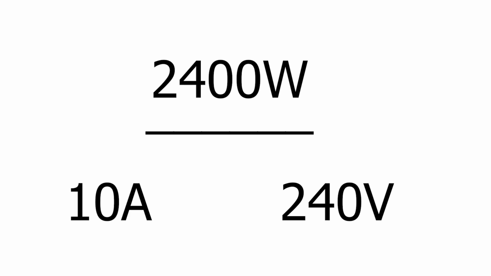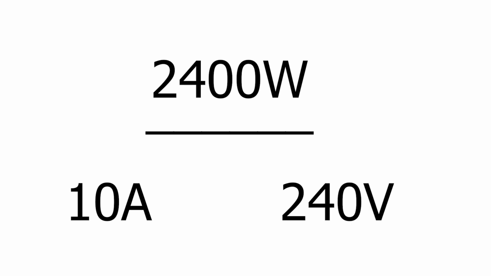Inversely, if we got rid of the amps and we have watts and volts, that means it's 2,400 divided by, because the watts is above the volts, so 2,400 divided by 240 equals 10 amps. And then if we have the watts and the amps, but not the volts, we do 2,400 divided by 10, and that equals 240 volts.